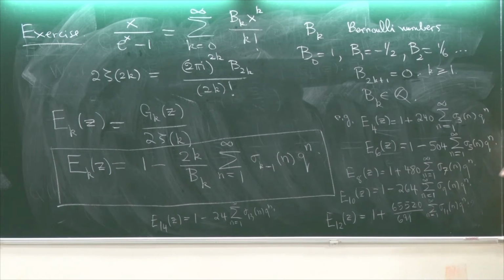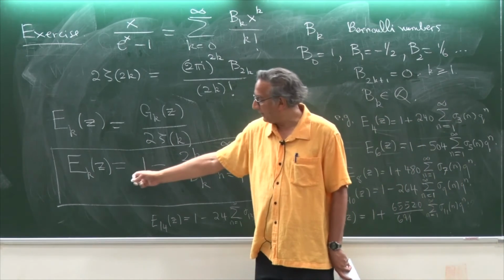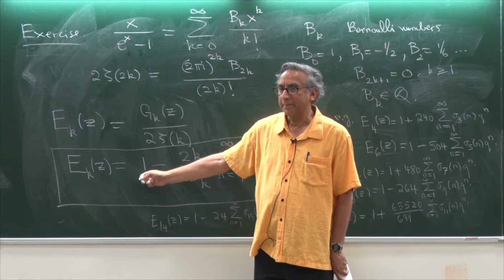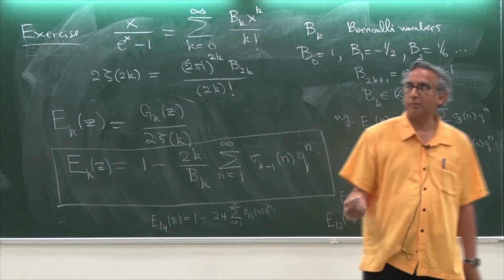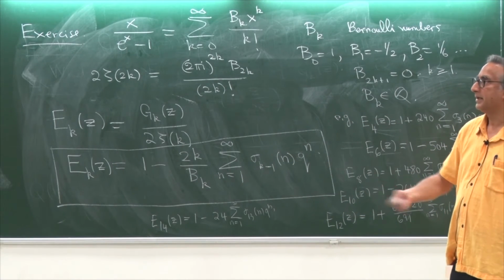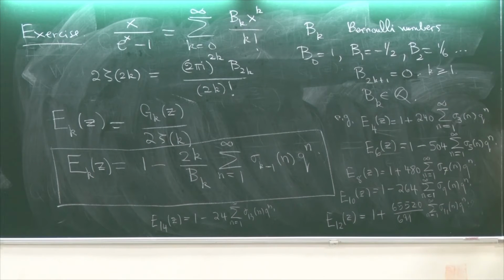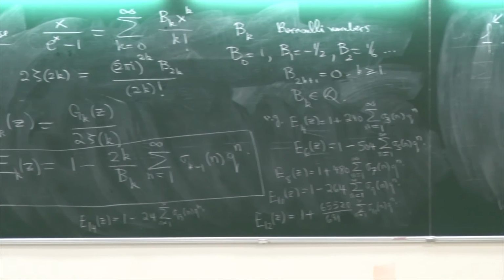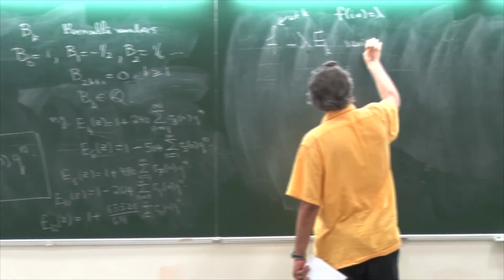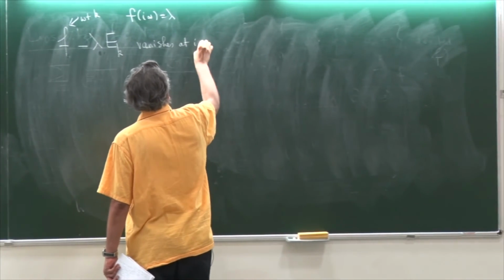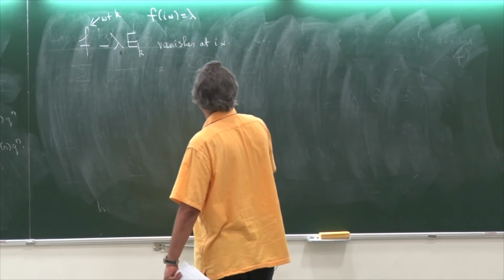So notice that the way I've normalized it, E_k(z) has the value 1 at infinity. And so if you give me a modular form, I ask myself, what is the value at infinity? Let's say it's lambda. So take a modular form f of weight k and find out its value at infinity. Subtract lambda times E_k from f, and this now vanishes at infinity, and so must be a cusp form.